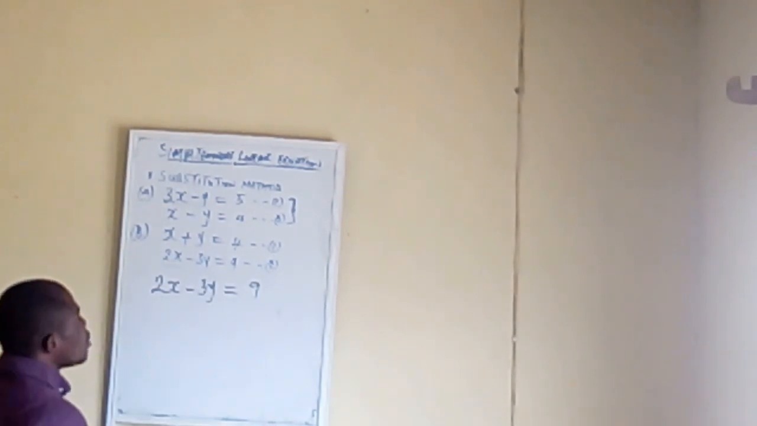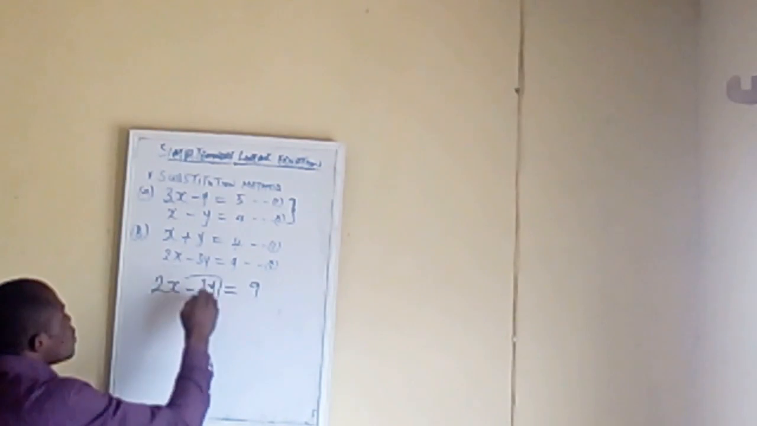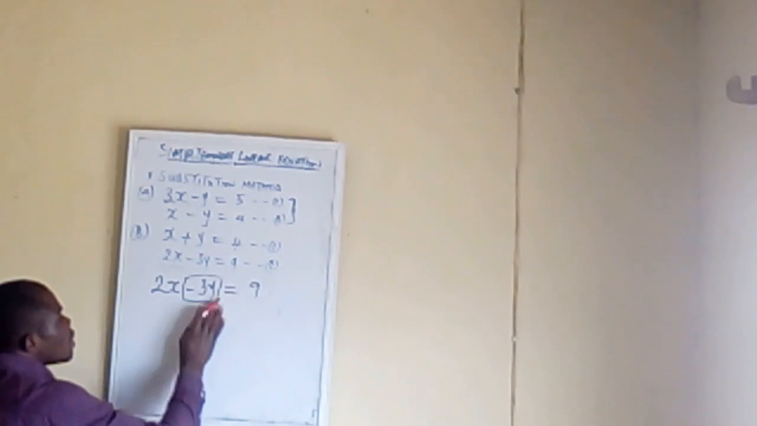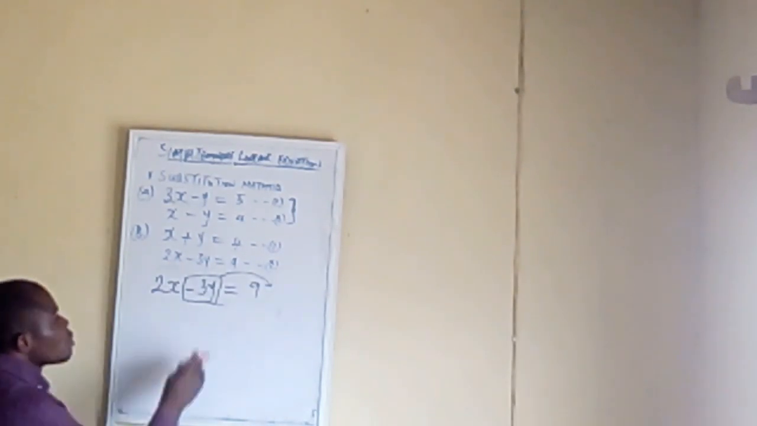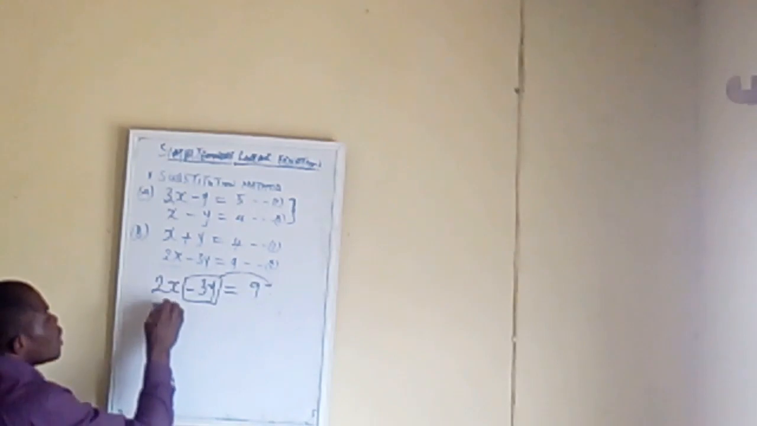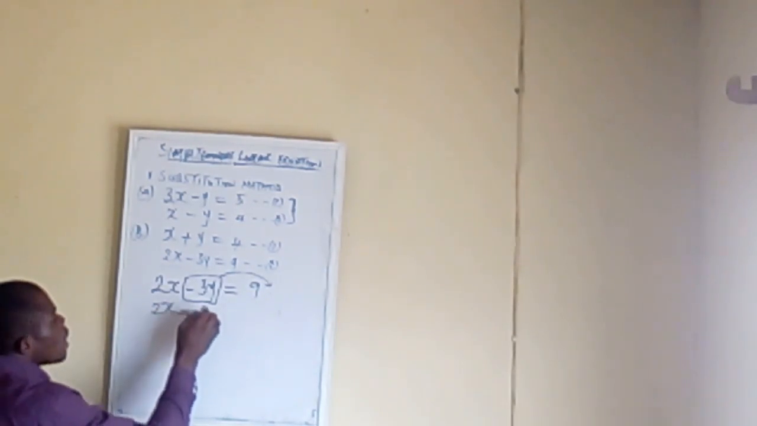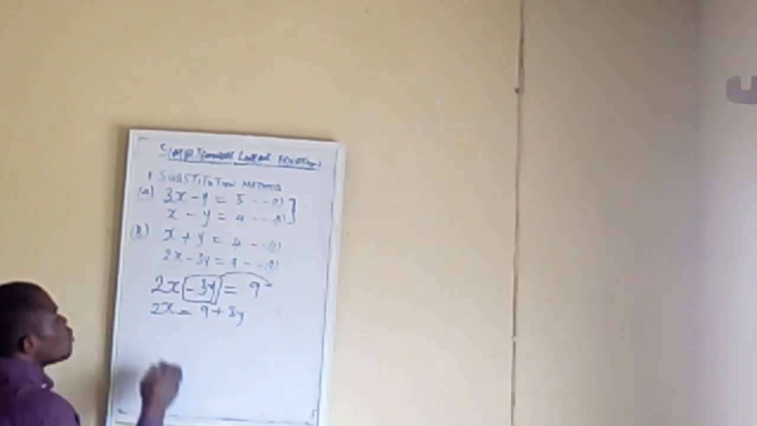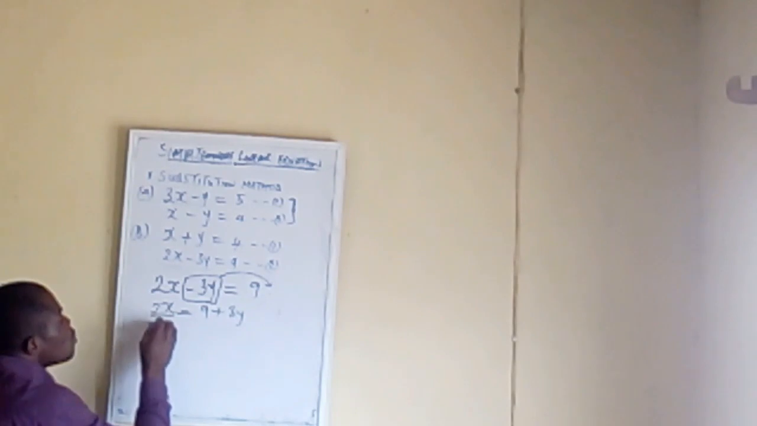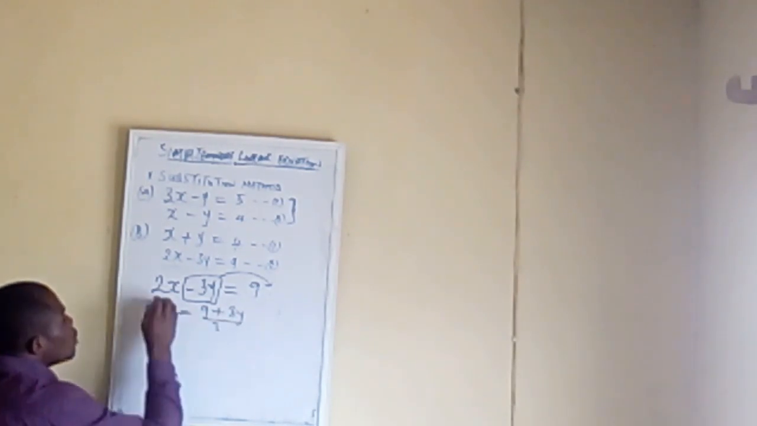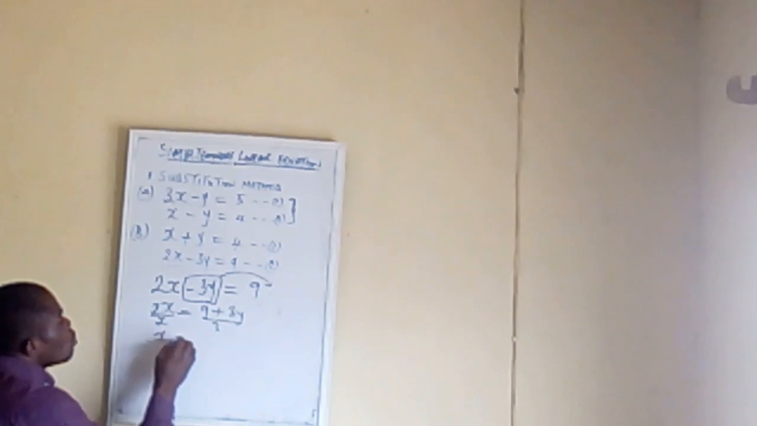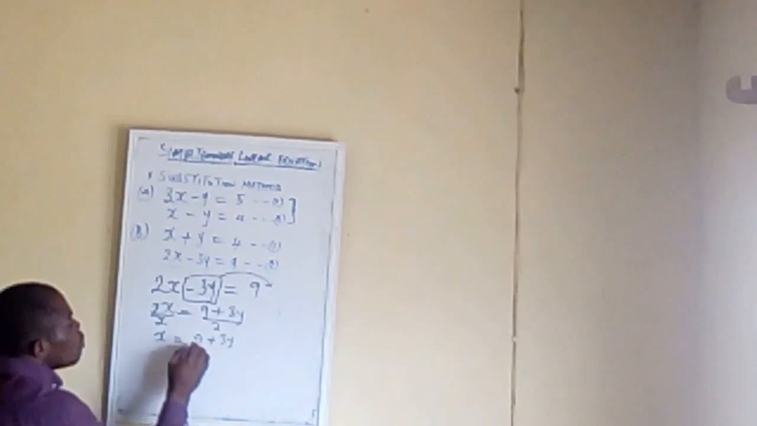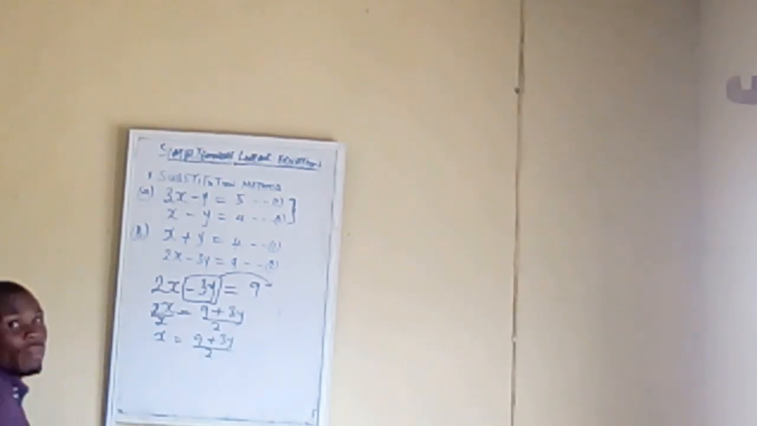So I will want to transfer minus 3y to the right hand side. If I'm transferring it to the right hand side of this equation, it will become 2x equals 9 plus 3y. For me to get rid of the 2, I have to divide both sides by 2. So my x will be equal to 9 plus 3y over 2. And I've gotten the value of my x.